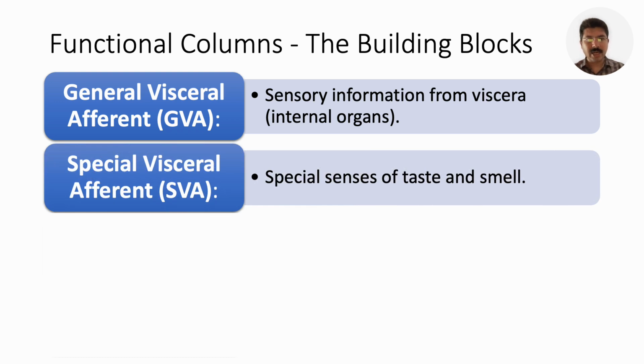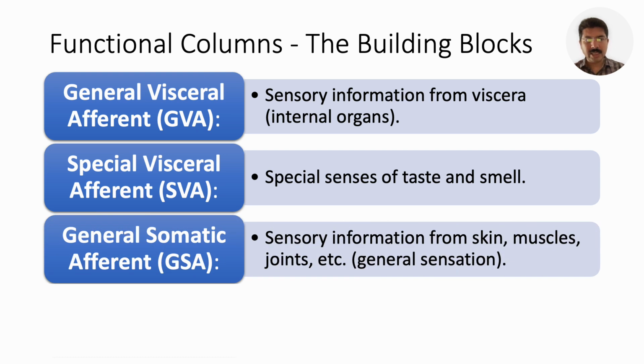The special visceral afferent or SVA, these fibers carry the special sense of taste. Again, special and visceral highlight the unique nature of these senses. It's important to note that while smell is a special visceral sense, its primary pathway does not directly involve brainstem nuclei in the same way as taste.